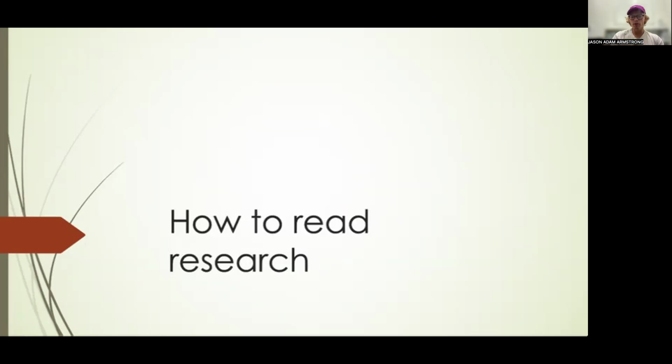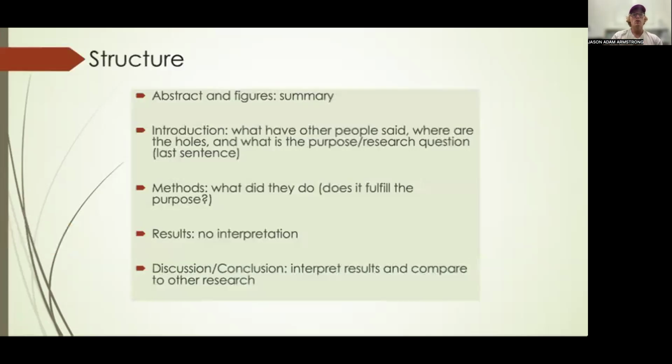Okay, we're going to be really brief here. I just want to go over how to read research a little bit. So every research article will follow this structure. So you have an abstract and figures, an introduction, methods, results, and a discussion or conclusion. If all you do is understand the abstract and the figures, you will have a really good understanding of the research article. And I mean really understand it.